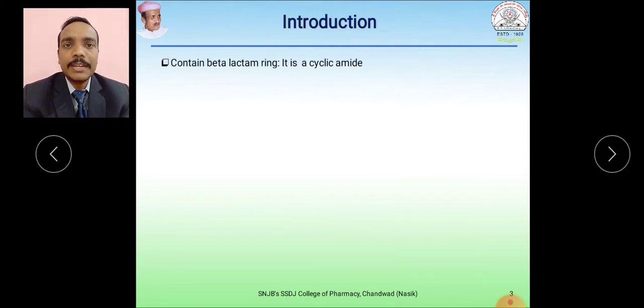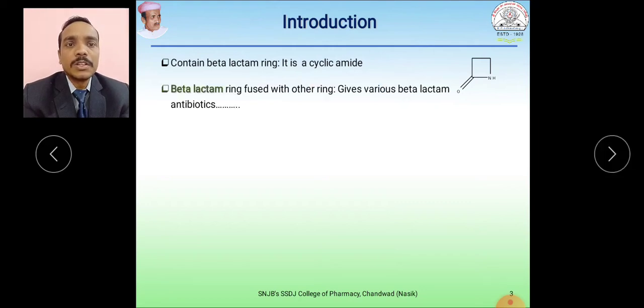Beta-lactam antibiotics contain a lactam ring, that means a cyclic amide. This is what a lactam ring is: a cyclic amide, NHCO. The beta-lactam ring is fused with another heterocyclic ring and gives various beta-lactam antibiotics. So here the second heterocycle is fused to the beta-lactam ring.